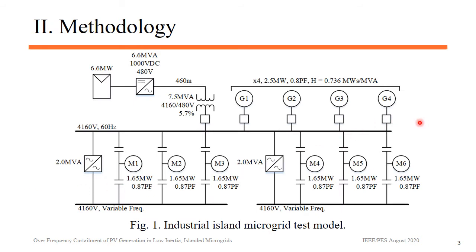Figure 1 shows the microgrid test model, which is comprised of 4 synchronous generators, 6 induction motors, shown along the bottom, 2 medium voltage drives, which are used for starting the motors, and 1 PV system.